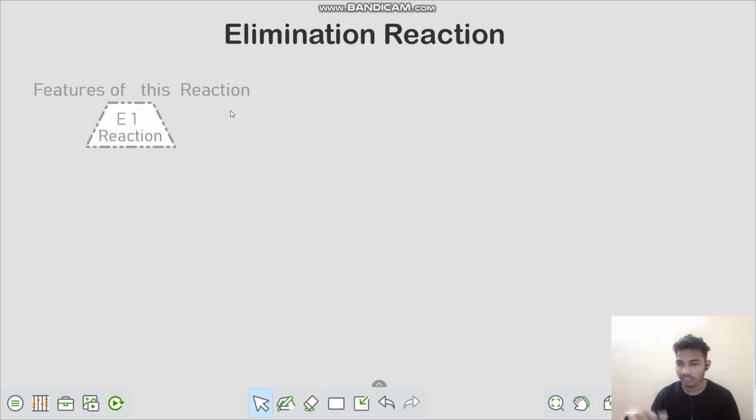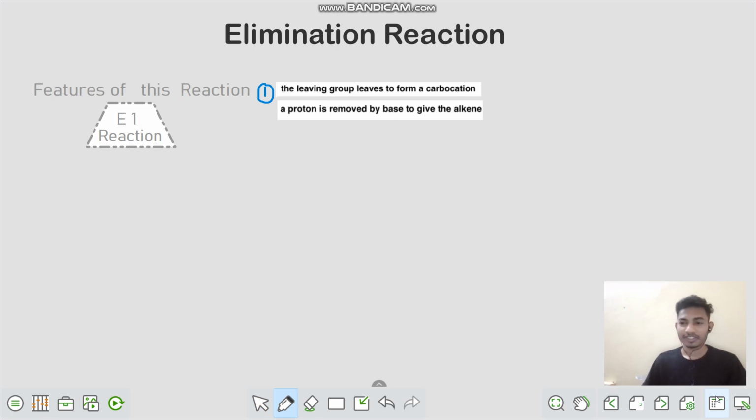Okay. Let's see the features of the E1 reaction. In this reaction, we first see the formation of the carbocation as an intermediate. Basically, it is a two-step reaction. In the first step, the leaving group leaves and forms a carbocation, and in the second step, a proton is removed by the base. So the first feature is that it is a two-step reaction.